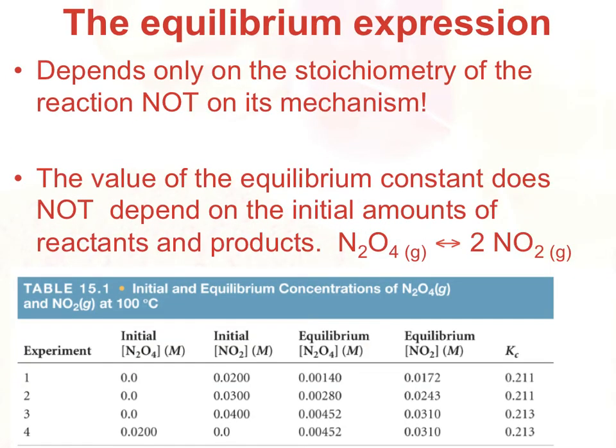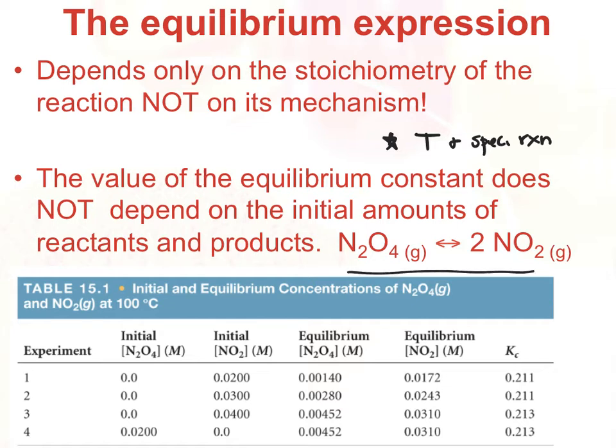The equilibrium expression depends only on the stoichiometry of the specific reaction. The mechanism is unimportant because at equilibrium the forward and reverse reaction rates are equal and the ratio between products and reactants remains constant. So the equilibrium constant does not depend on how much reactant or product you start with. The only things that the equilibrium constant depends on are temperature and the specific reaction. Those are the two features that determine what your equilibrium constant is going to be.